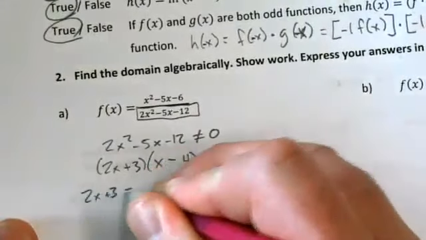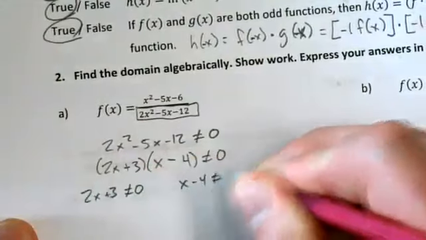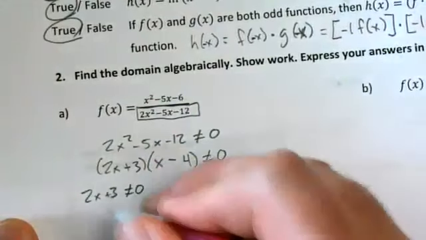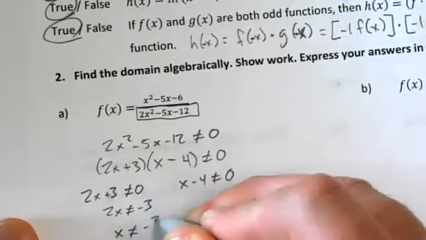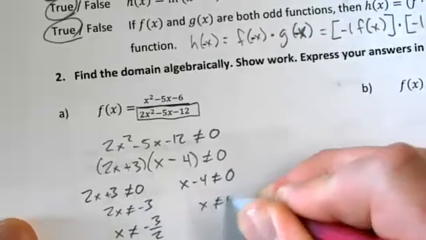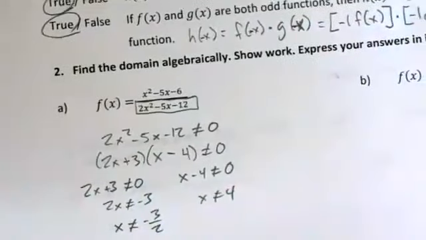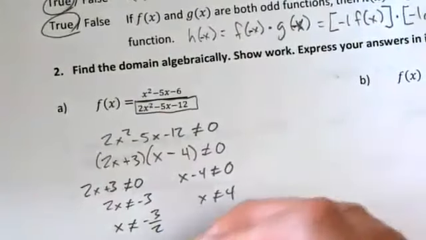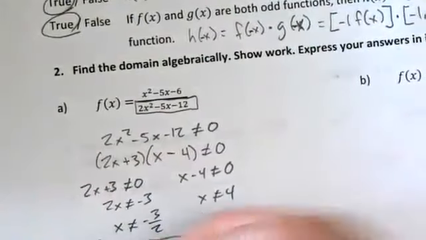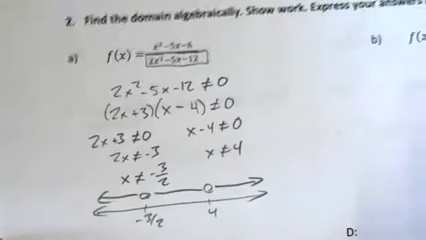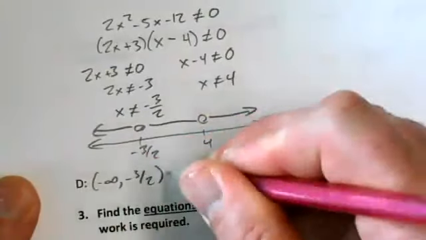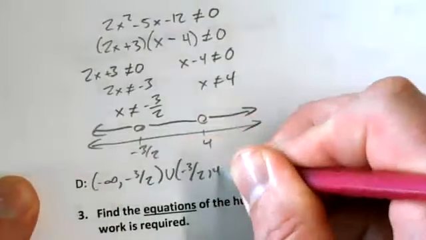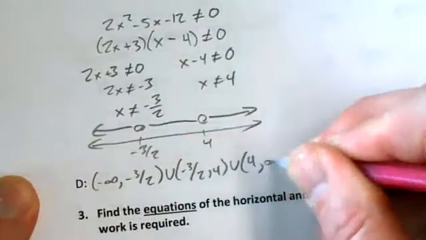2x plus 3 is not equal to 0, and x minus 4 is not equal to 0. Do a couple steps of algebra to solve those. 2x not equal to negative 3, x not equal to negative 3 halves, and here x not equal to 4. So x is going to be everything except for at negative 3 halves and at 4. So we have 3 intervals we need to write down. It did say interval notation. So first one's from negative infinity to negative 3 halves, then from negative 3 halves to 4, then from 4 to infinity.